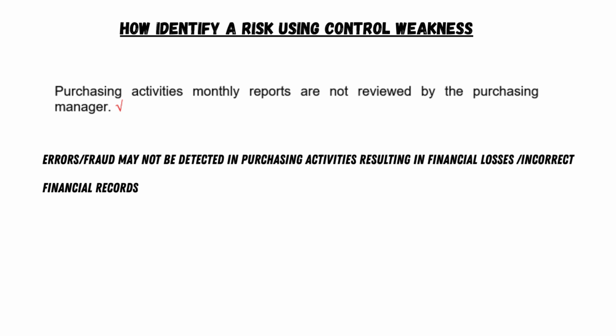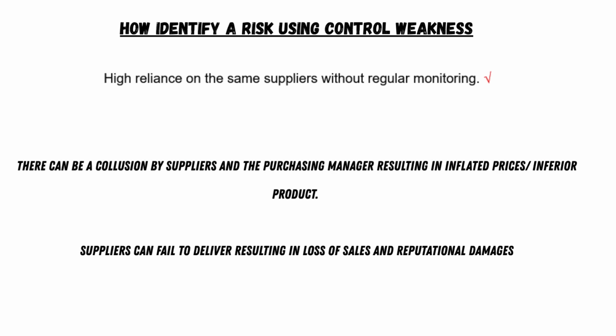What if the purchasing clerks are busy ordering things for personal use? As a purchasing manager, you will not know of that if you do not review your monthly report. So that is the issue that you can identify as a possibility of an event, which is our risk. There was also one of the weaknesses, that we have a high reliance on the same supplier without regular monitoring. We don't monitor our suppliers as an organization.